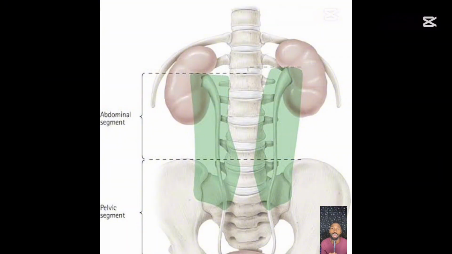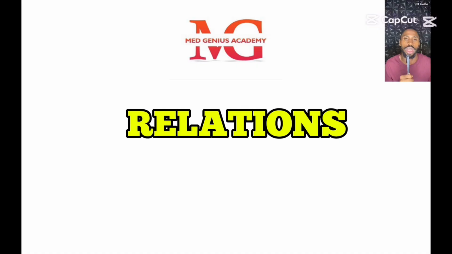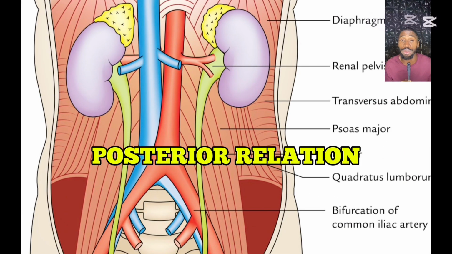The common iliac vessel, and ends at the base of the bladder. What is the relation of the ureter? The ureter is related anteriorly and posteriorly for the right and left ureter. The posterior relation for the right and left ureter is the same thing.